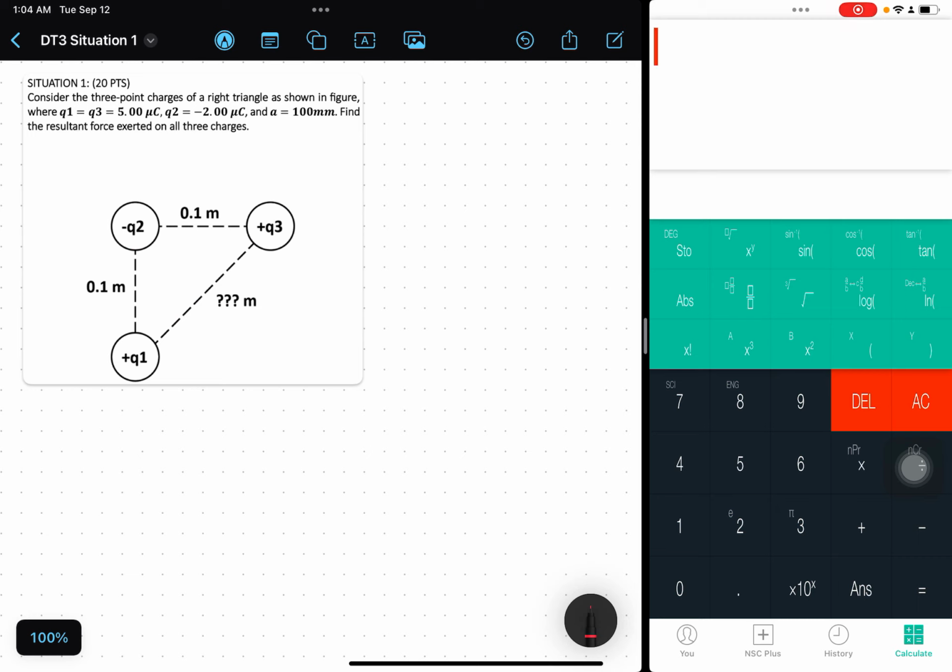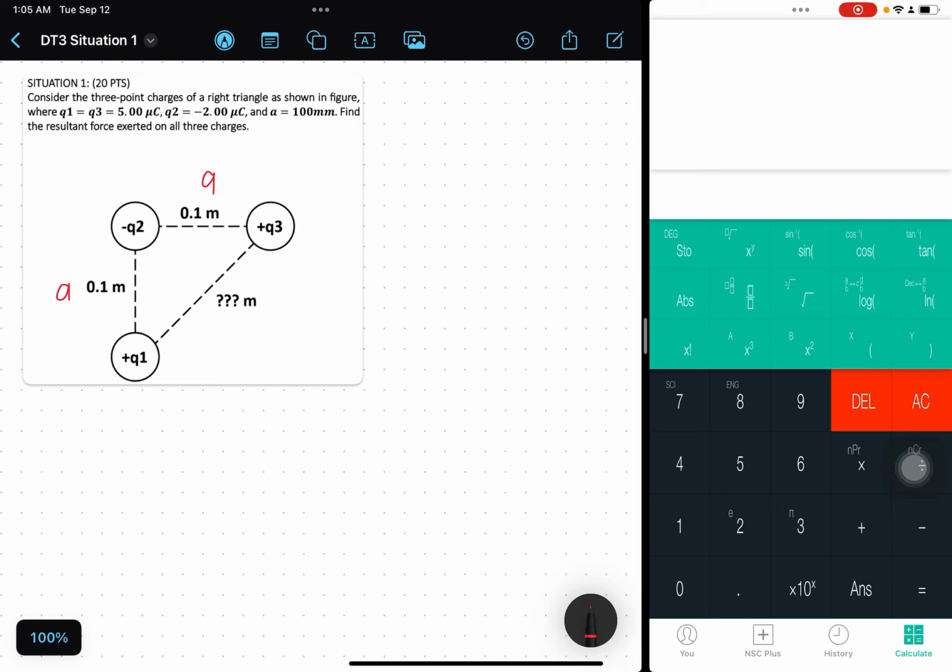Consider the 3 point charges at a right triangle as shown on the figure on your screen, where the first charge and the third charge are equal to 5 microcoulombs and our second charge is equal to negative 2 microcoulombs. Then the distance between those charges, this A and this A, is equal to 100 mm, or equivalent to 0.1 m. We are asked to find the resultant force exerted on all 3 charges.